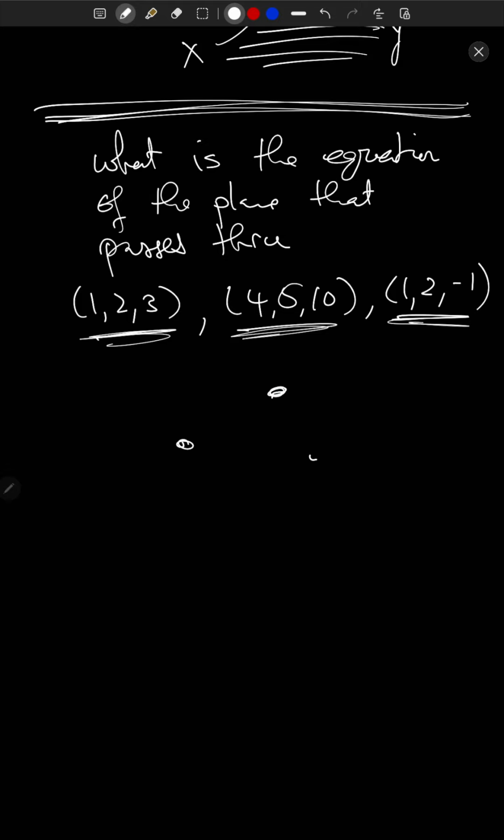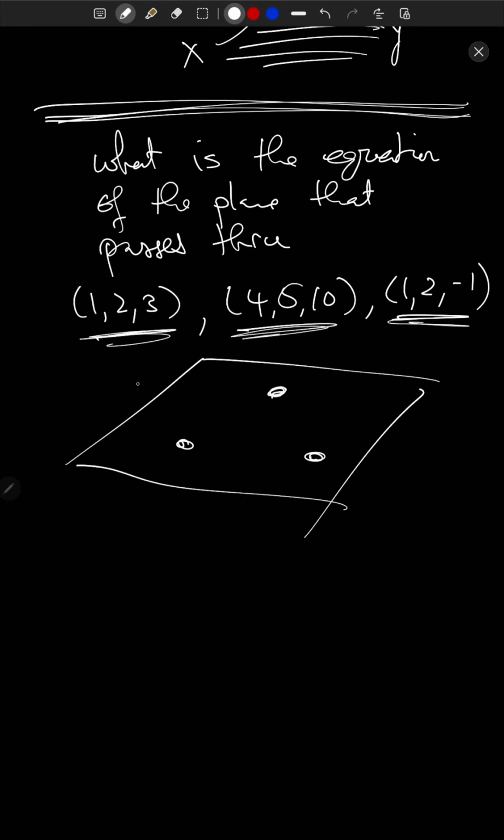So the picture would be something like this. Maybe this guy is that one, this guy is that one, this guy is that one. So what is the plane that passes through these 3 points?